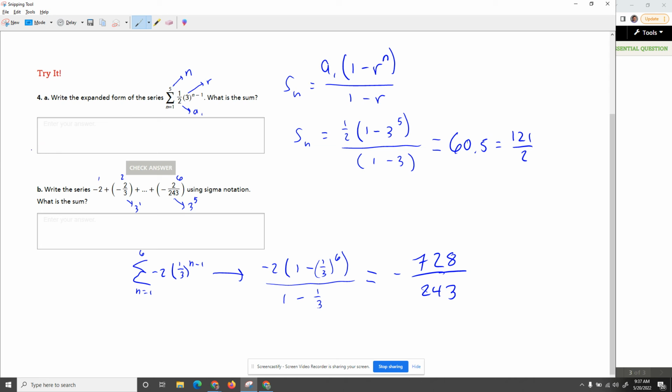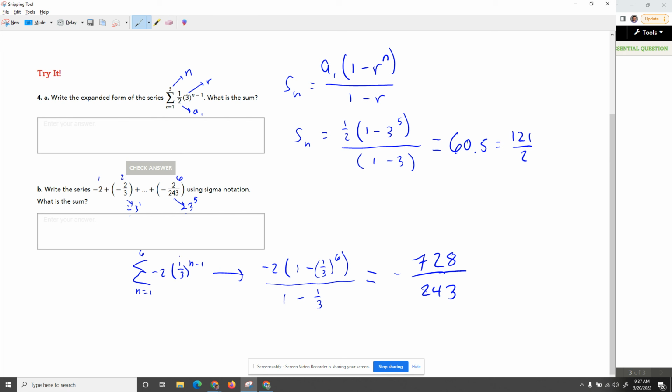In part B, you're given a series of numbers, and you have to figure out those 3 numbers. You have to figure out n, r, and a sub 1. Well, a sub 1 is the first term. That's the easiest one to find, right? So a sub 1 is -2. The common ratio, since we're dividing by 3, that common ratio is going to be 1/3.